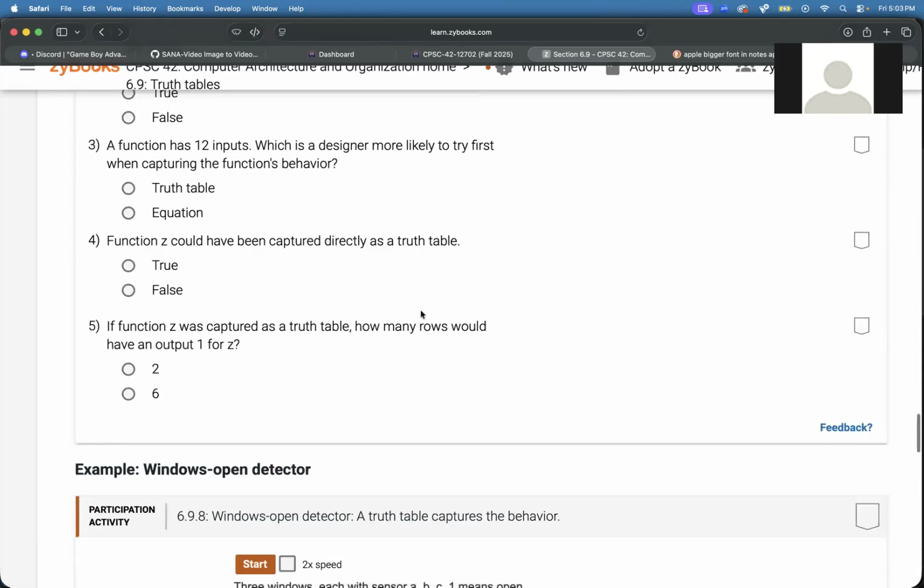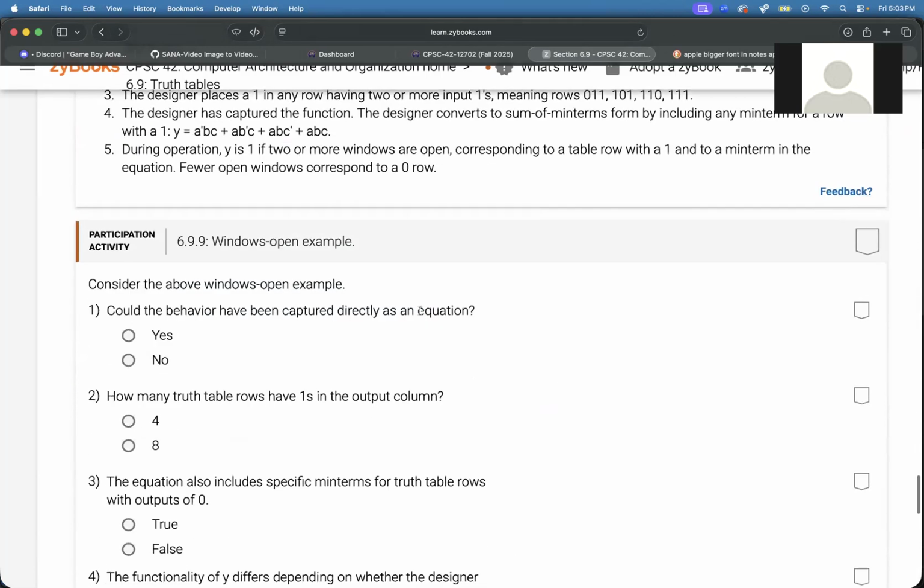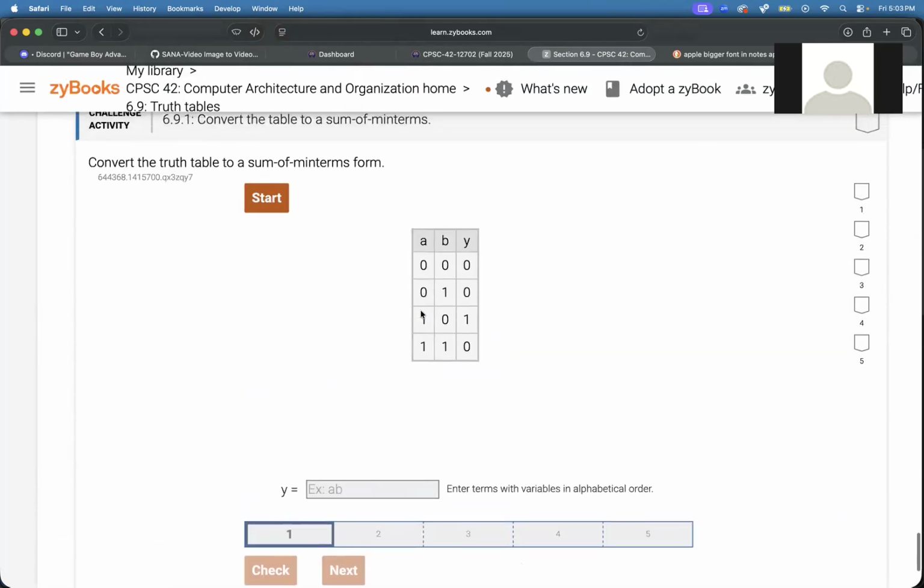All right. Let's do maybe 1 or 2 of these and stop. Feel like we've been going for a while.